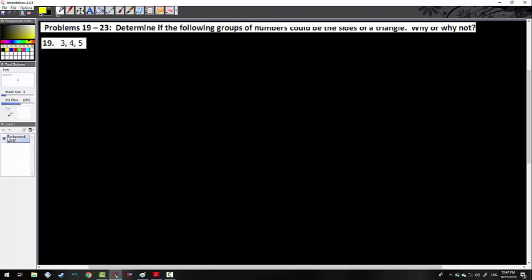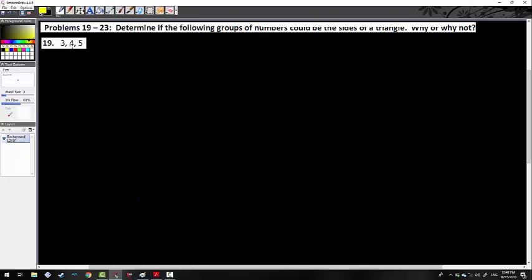So with 19 through 23, I'm going to try to determine if these numbers can qualify as a triangle. Now, the biggest thing about this is that the third side needs to be smaller than the sum of the other two sides, but larger than the difference of the other two sides. That's too many words for you. Let me go ahead and demonstrate.